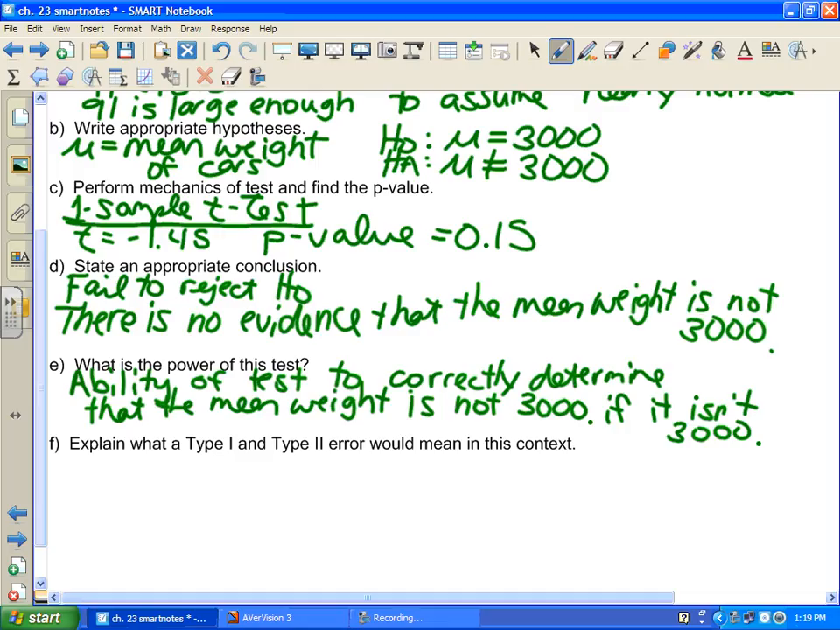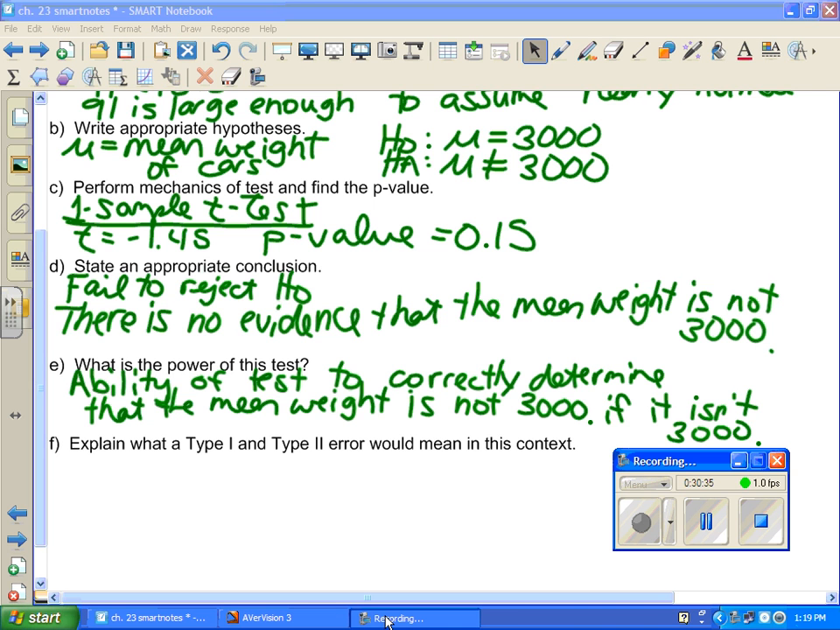Okay, do you want me to write these out, or can we just say words? Okay, what's a type 1 error? The null is true, but we decided otherwise. Okay, in context. So type 1, the mean is 3,000. We say it's not 3,000. Type 2, it's not 3,000. We say it is. That's pretty deep. Pretty neat.